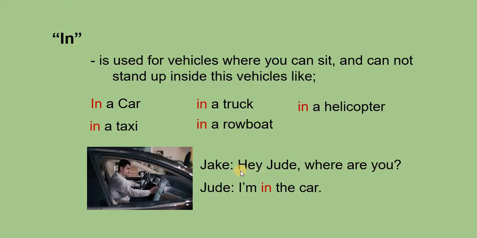For example, here, Jake and Jude. Hey Jude, where are you? Oh, I'm in the car. So, I'm talking about being in a car, and I am using the preposition in because I am sitting in a car. I cannot stand up in a car. You cannot stand in a car. Well, probably a kid can stand, but that doesn't make sense.